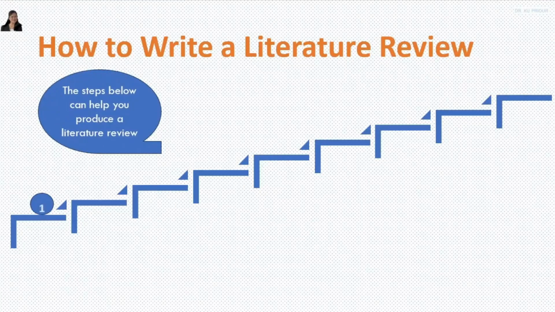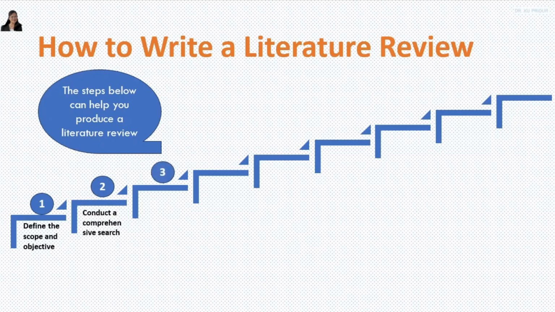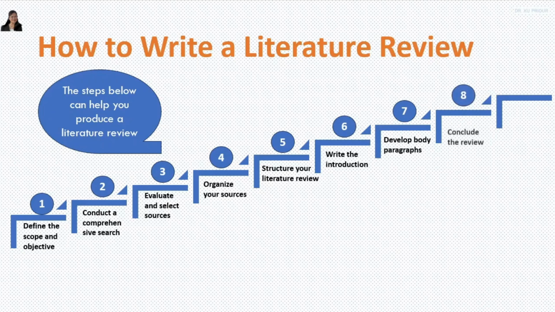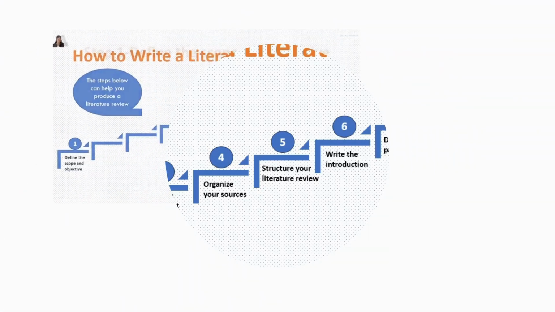The steps below can help you produce a literature review. Step 1. Define the scope and objective. Step 2. Conduct a comprehensive search. Step 3. Evaluate and select sources. Step 4. Organize your sources. Step 5. Structure your literature review. Step 6. Write the introduction. Step 7. Develop body paragraphs. Step 8. Conclude the review. Step 9. Revise and edit.